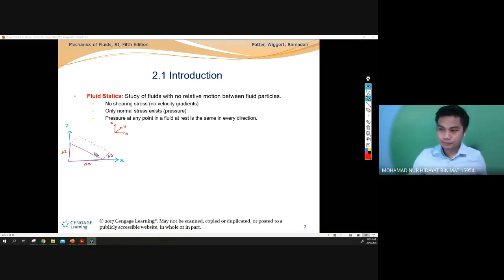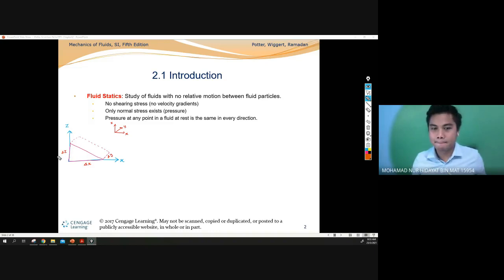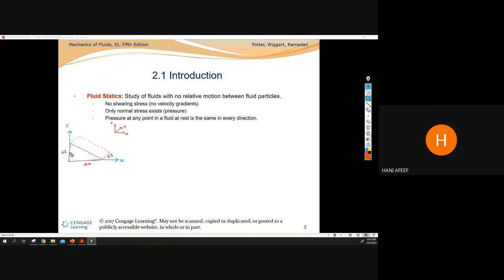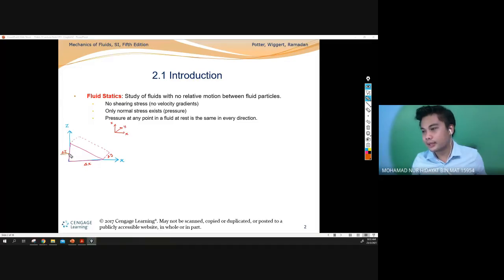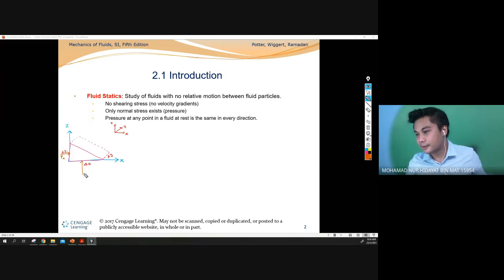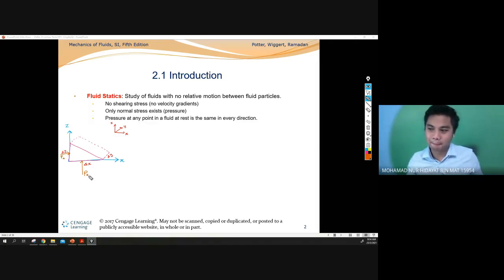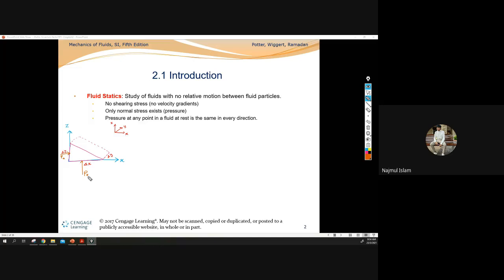This wedge, when we look at this wedge, we have the force acting on the wedge. Remember, the force is acting parallel or perpendicular? Perpendicular. The force acting perpendicular. So this one we call a force P in X direction, and this one is the force acting in Z direction. Do we have another force? Yes, acting in the Y direction.